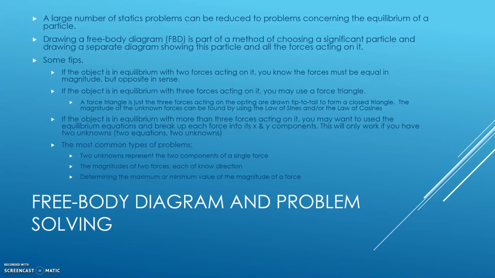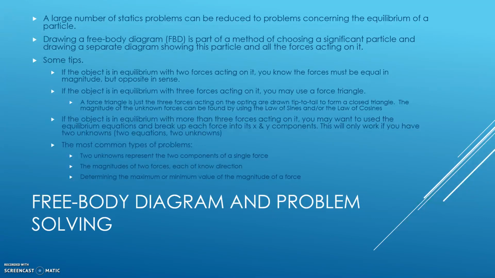Okay, so just some tips. If an object is in equilibrium with two forces acting on it, you know the forces must be equal in magnitude but opposite in sense. If the object is in equilibrium with three forces acting on it, a good tool to use is a force triangle, and we will actually be doing an example of that. A force triangle is just the three forces acting on the object, drawn tip to tail to form a closed triangle. And we can either use the law of sines or law of cosines to find things out about the rest of the triangle.